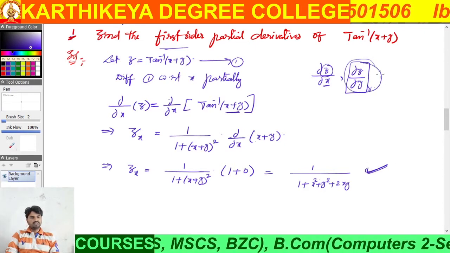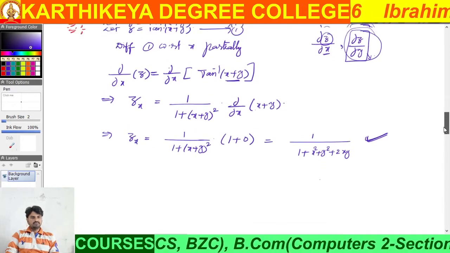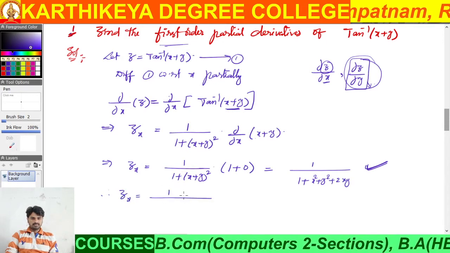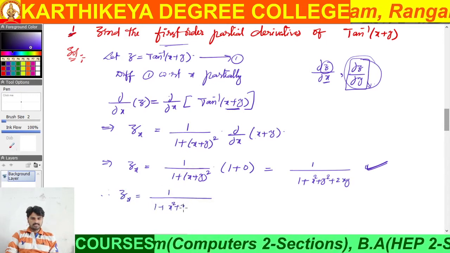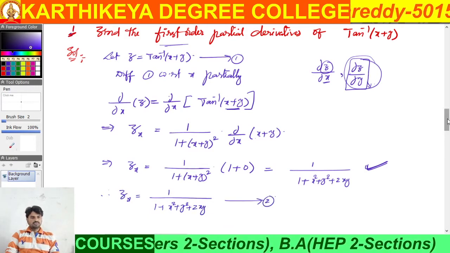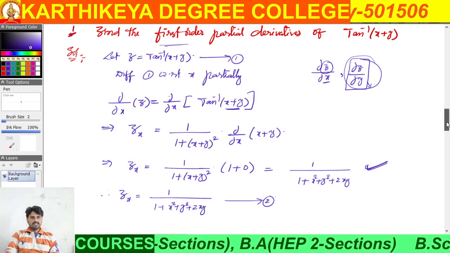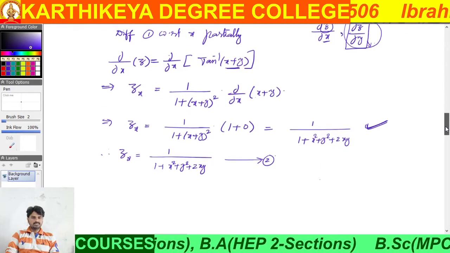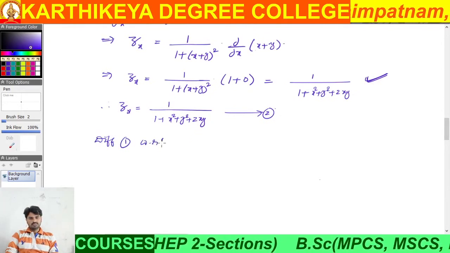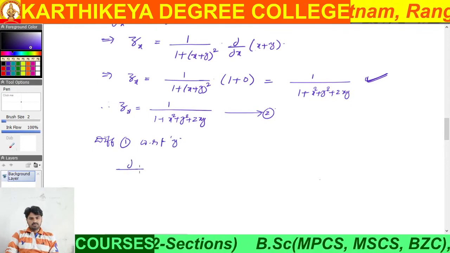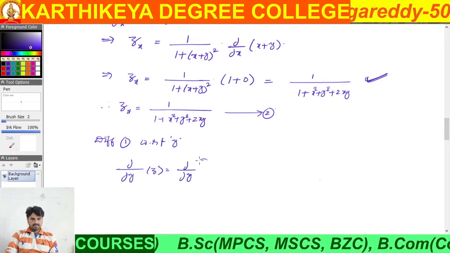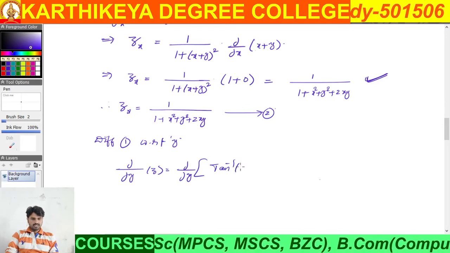Again we have to find the first order partial derivative with respect to y. Therefore z at x is equal to 1 by 1 plus x square plus y square plus 2xy. This is equation number 2. To get the derivative of z with respect to y, we differentiate with respect to y. Now dou by dou y of z is equal to dou by dou y of tan inverse of x plus y.